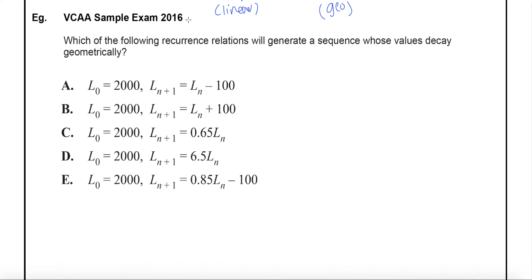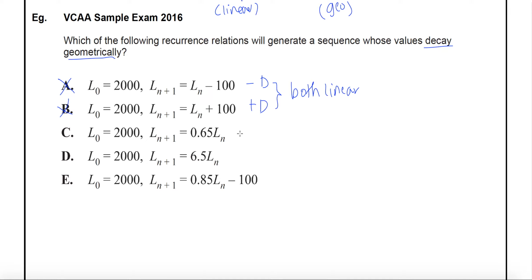So the question here is from the sample exam from 2016. It's asking which of these will generate a sequence that is decaying. So that's the first important keyword. But the second one is that it's got to be geometric. So what I would do to start off with is have a glance at my options. And since I want something that's geometric, I'll take out anything that's very clearly linear. See how we are subtracting a value, subtracting D, and here we're adding D. That means that those ones there are both linear. One is decay and one is growth.